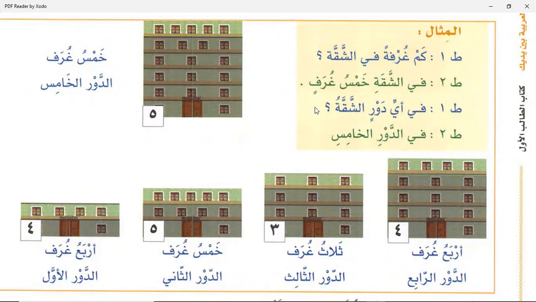في أي دور الشقة؟ When we have tanween with shaddah, we read only one vowel and join them. دور الشقة.